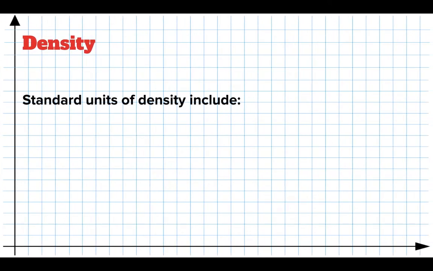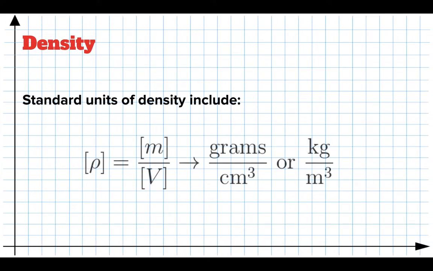Okay, so the way we measure density is in units of mass divided by units of volume. So one way is to measure it in grams per centimeter cubed, that's a unit of volume, or we could measure it in kilograms per meter cubed. And we could also measure it in other units. Pounds is actually a unit of force, so we can't use pounds, but we could use slugs per cubic foot, for example, but those aren't very common.